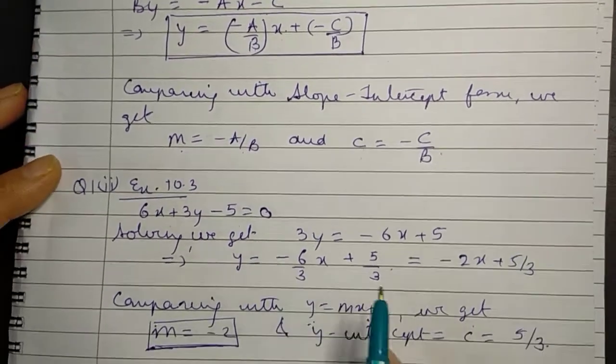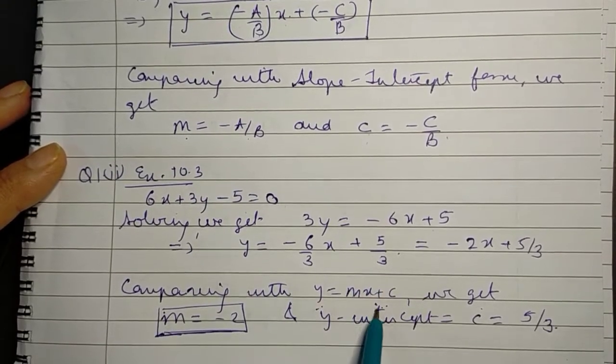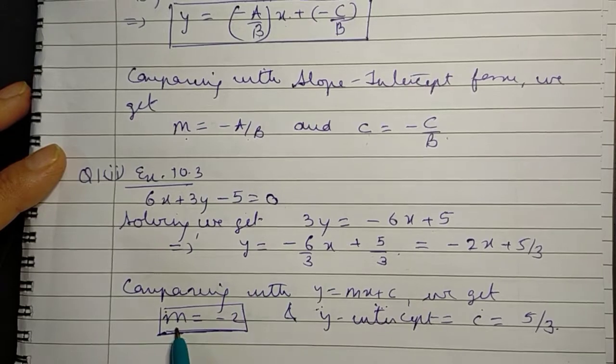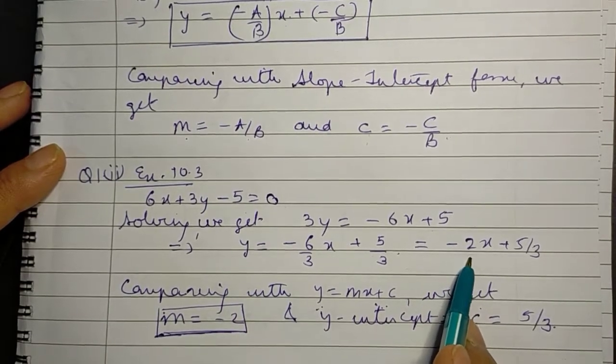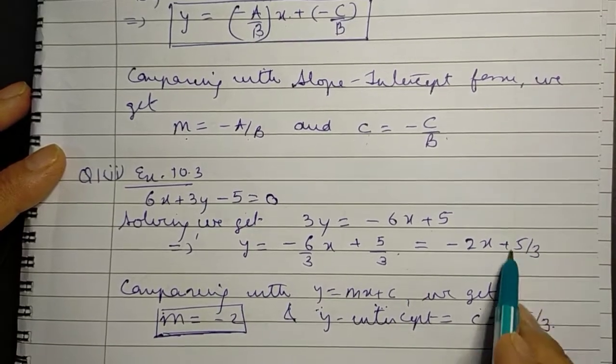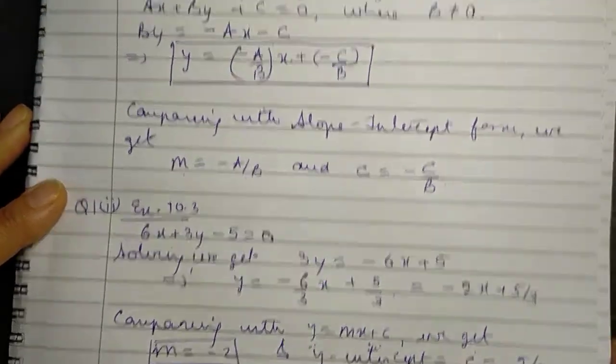Comparing it with the standard slope-intercept form, which is y equal to mx plus c, we get the slope m is equal to the coefficient of x, which is minus 2, and the y-intercept c is equal to the constant part, which is 5 by 3.